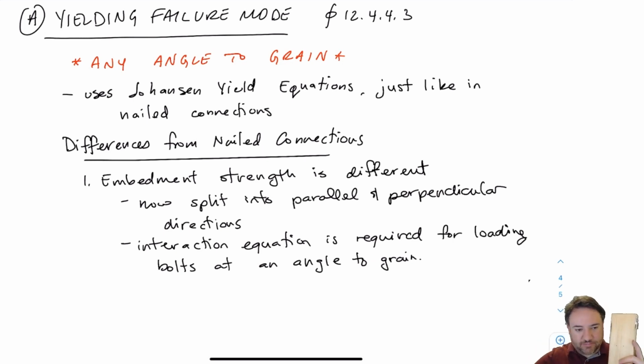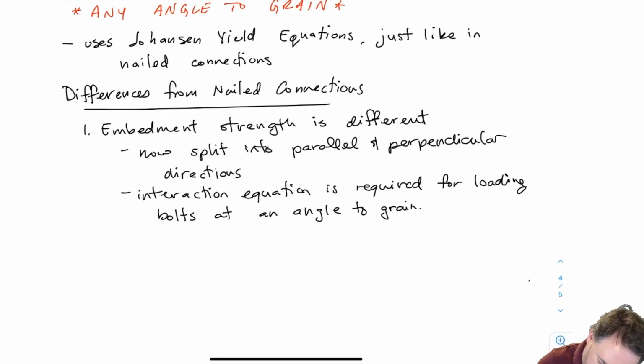For bolts, since they're bigger, there actually is a noticeable difference between loading in this direction and loading in this direction. So the strengths are different in those two directions. And so for loading on an angle to grain, like on a diagonal, there is an interaction equation built into the embedment strength equation for nails, which we will see.